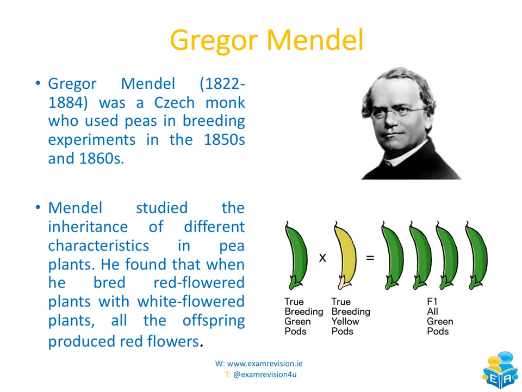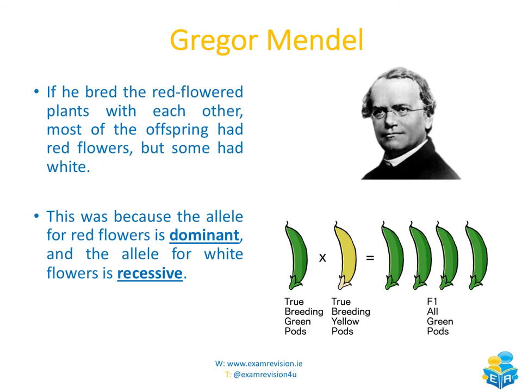So where did all this come from, and who was the person responsible for our study of this today? Well, Gregor Mendel was a Czech monk who used peas in breeding experiments in the late 1850s and 1860s. So he studied the inheritance of different characteristics in pea plants, and he found that when he bred red-flowered plants with white-flowered plants, all of the offspring produced red flowers.